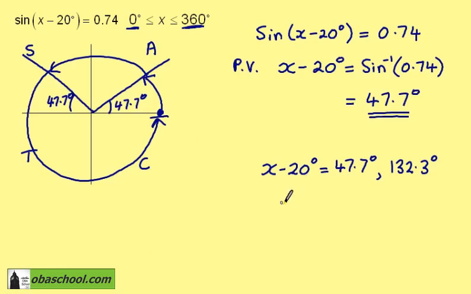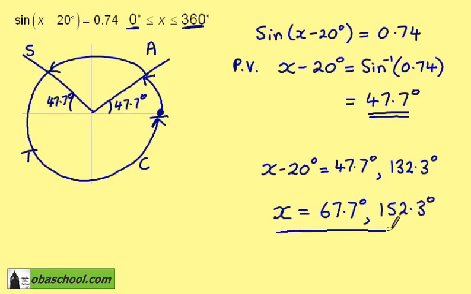Since so far we've solved for x minus 20 degrees, to get x on its own we need to add 20 degrees to each of the solutions we've obtained so far, and this gives us that x is equal to 67.7 degrees and 152.3 degrees.